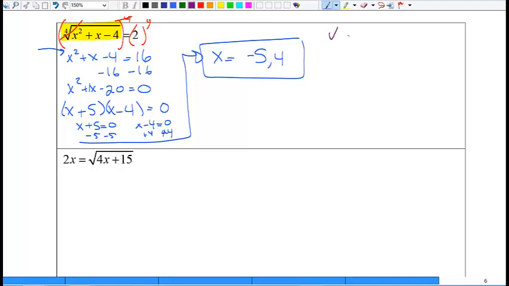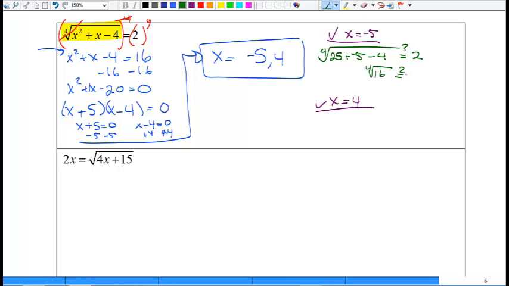So let's first check x is equal to -5, and then I'll check x is equal to 4. On x is equal to -5, I plug in -5 squared, that's actually +25, plus a -5 minus 4 is supposedly equal to 2. Let's see, that's 25 minus 5 is 20, minus 4 more is 16. Is the fourth root of 16 equal to 2? Well, yes, it is.